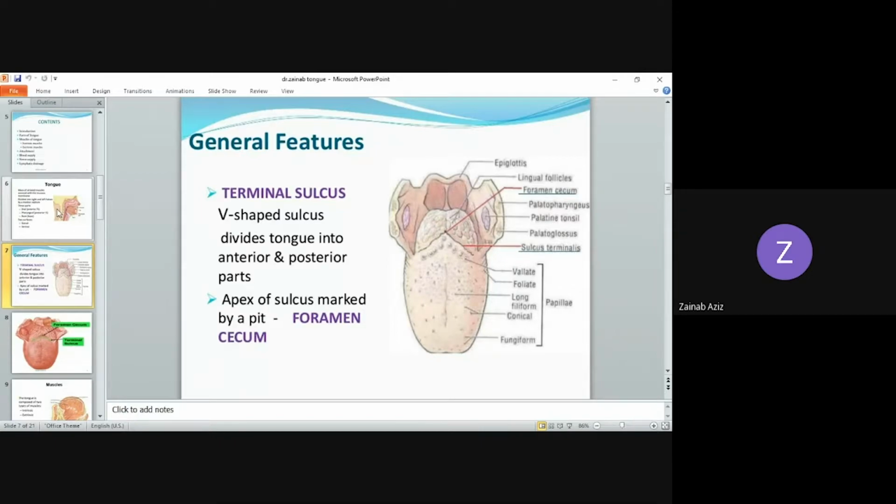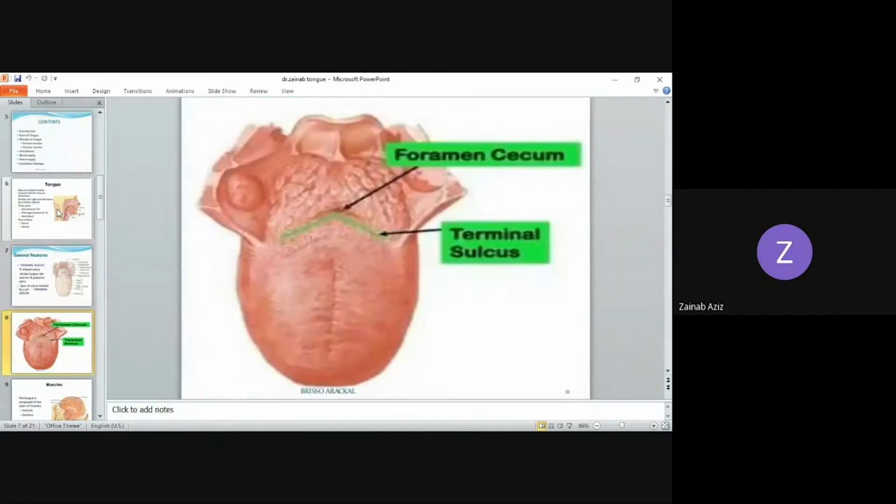The actions of the tongue, there are a lot of actions like mastication and deglutition. We have many functions. Basically, the tongue contains two parts, anterior 2/3 and posterior 1/3. The functions include mastication, taste, and also, as you know, we use our tongues in speaking. This is the sulcus terminalis, the V shape, and at the apex we have the foramen cecum, as you see in the pictures.